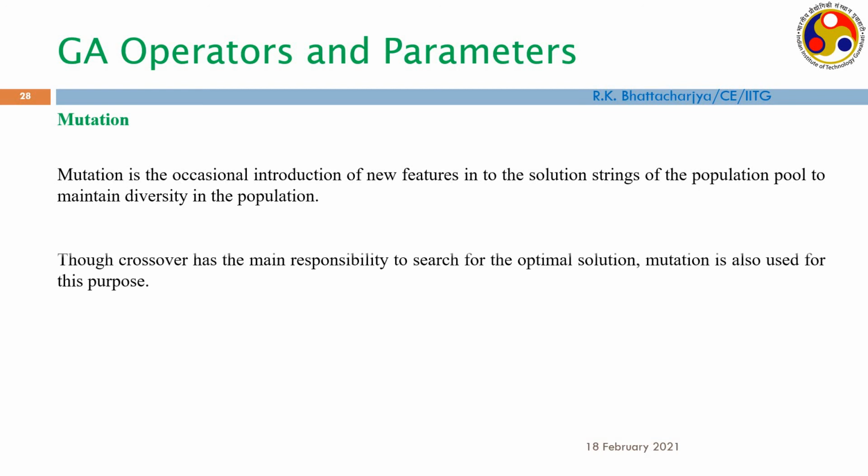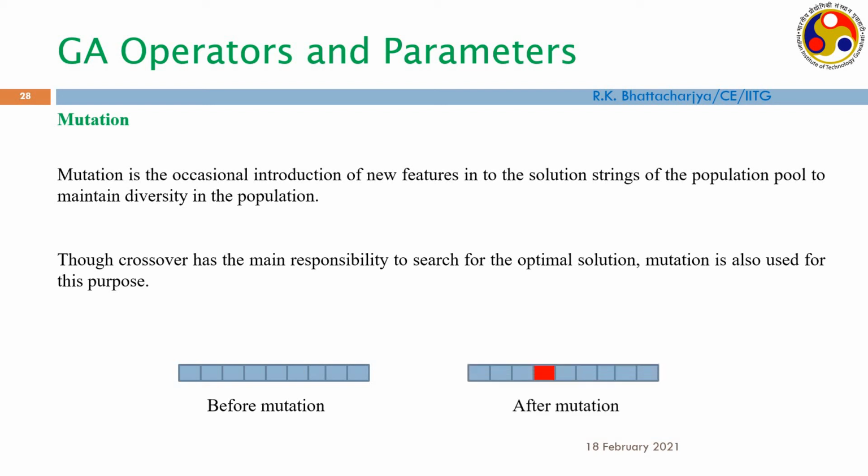Though crossover has the main responsibility to search for the optimal solution, mutation is also used for this purpose. The objective is the same: you want to create a new solution. Crossover has created a new solution, and with mutation I would also like to create a new solution. But there are some differences, which I will explain.